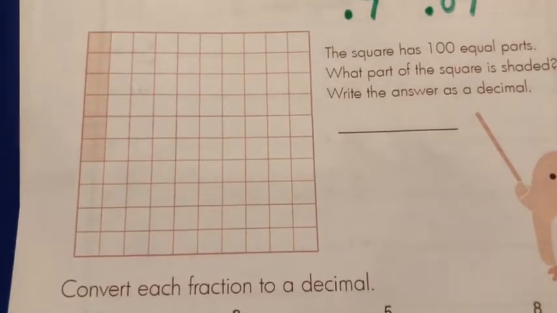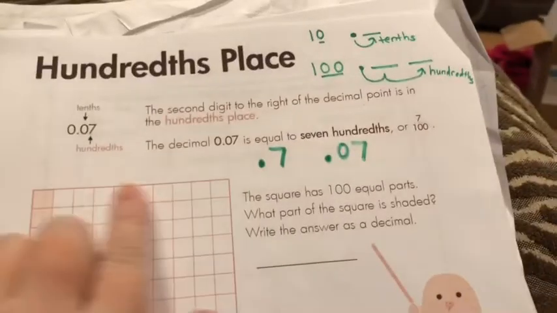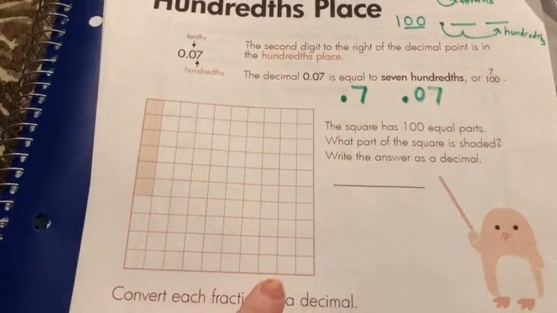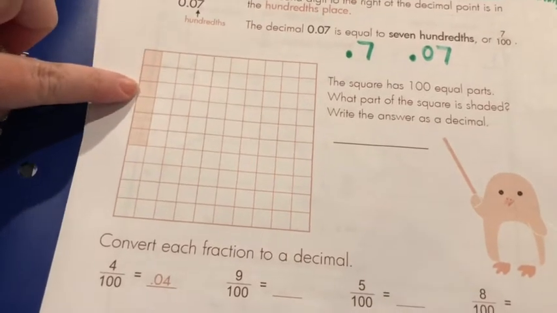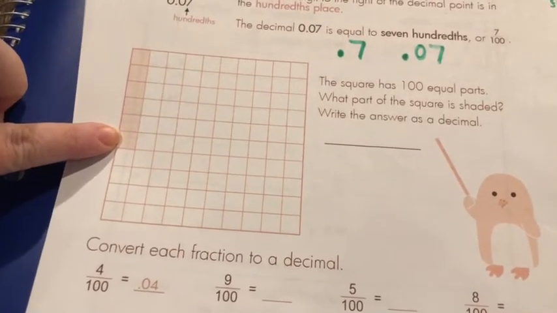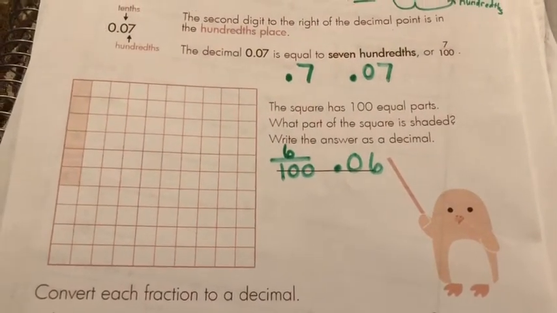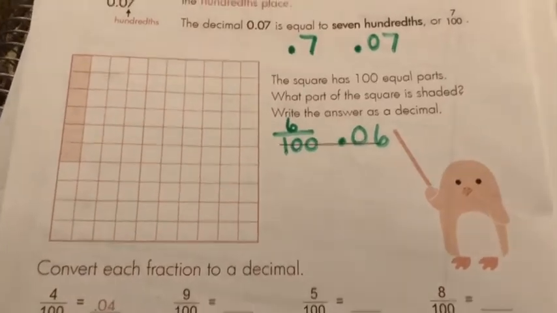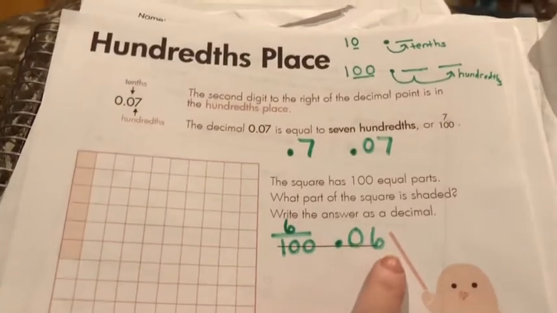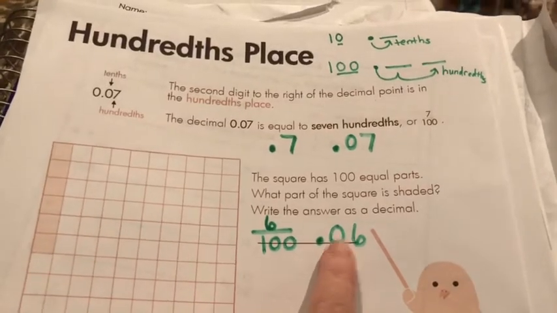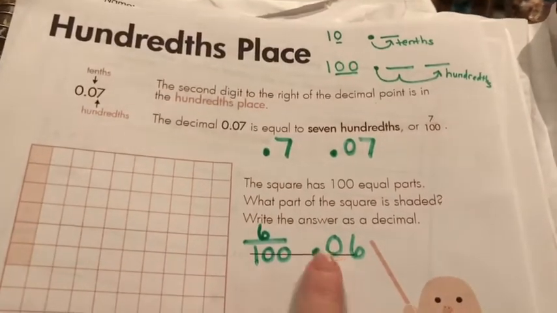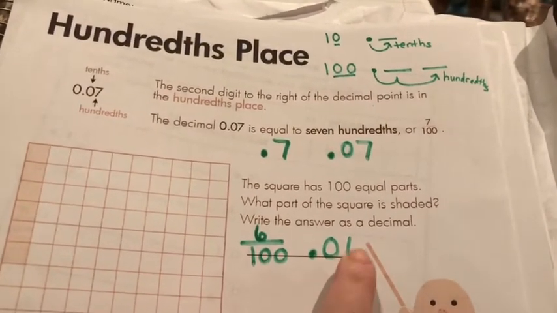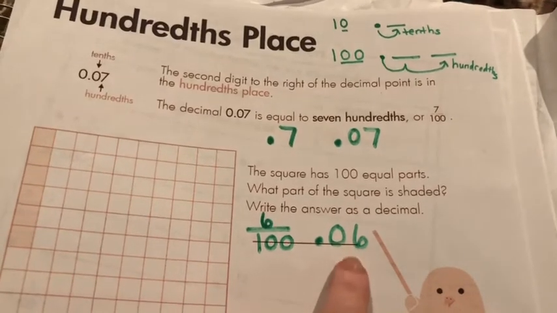So this model is called a flat, and there are 100 squares in this model. So we're talking about hundredths. So we have 1, 2, 3, 4, 5, 6 pieces shaded out of 100. So as a fraction, we would write that 6 over 100. And as a decimal, we would write it decimal point 06, because if we would have put our 6 right here, we would be saying it was 6 tenths. So 100 has 2 zeros. So 6 hundredths as a decimal would be written like this.